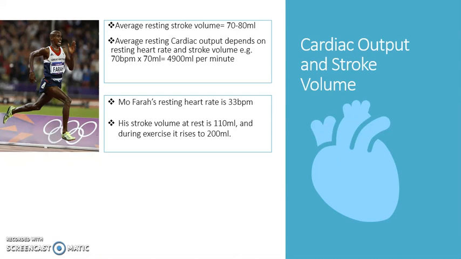So finally, I'm just going to talk about the difference between stroke volumes in a professional athlete like Mo Farah and your average person. So if we look at the data I have on the screen about Mo Farah's cardiovascular system compared to your average person, you can see a major difference. So the average resting stroke volume for a human being is about 70 to 80 milliliters. So every beat, 70 to 80 milliliters of blood is ejected from the heart.